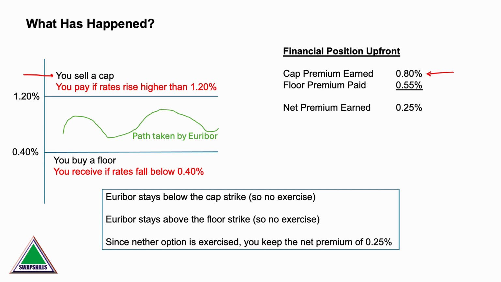On the other side, you buy a floor at 40 basis points, which means you will receive if rates fall below 40 basis points. Now, there's no such thing as a free option, so you're going to have to pay for that floor, and it says you're paying 55 basis points for the floor. So a net premium of 25 basis points. Now, as you can see with the green line here, Euribor stays within the range, so neither the cap nor the floor are exercised. You get to keep the whole net premium of 25 basis points.